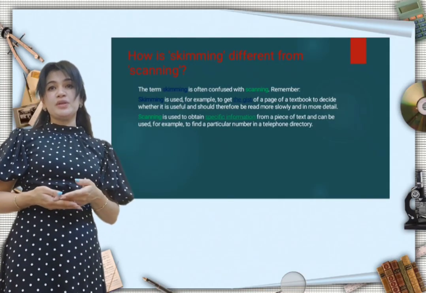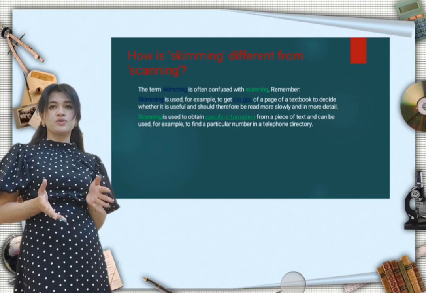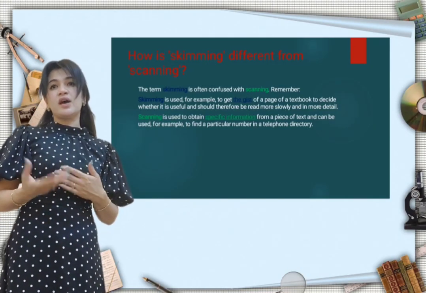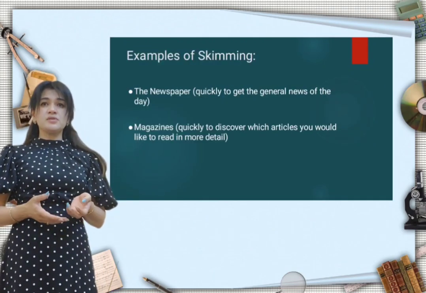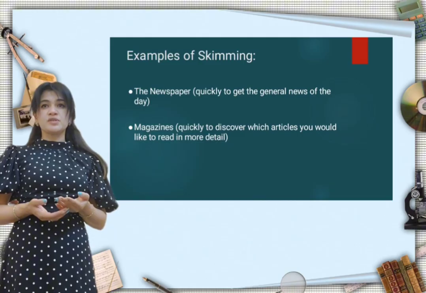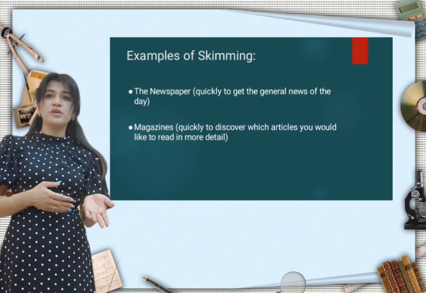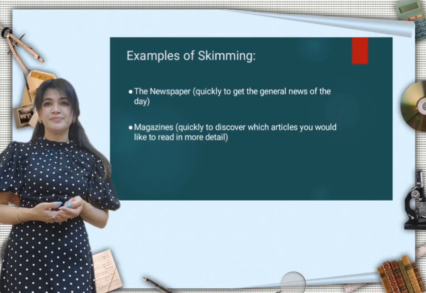Scanning is used to obtain specific information from a piece of text and can be used, for example, to find a particular number in a telephone directory. Examples of skimming: reading the newspaper quickly to get the general news of the day, or the magazines, quickly to discover which articles you would like to read in more detail.